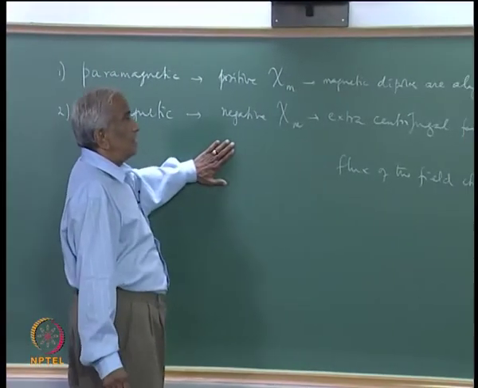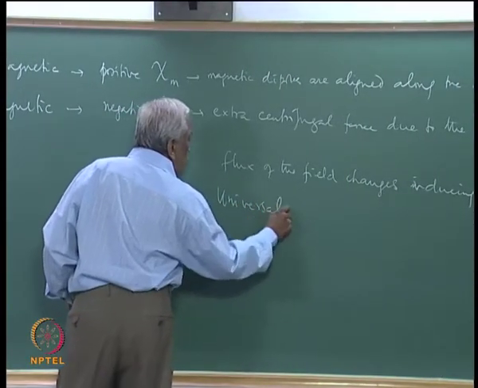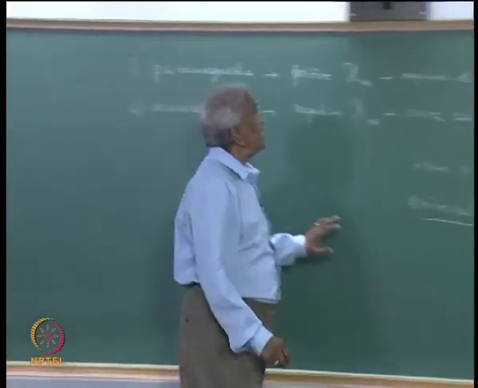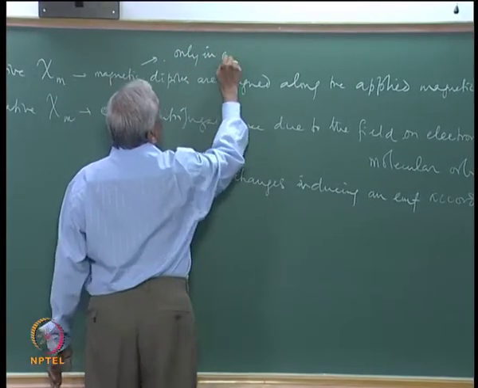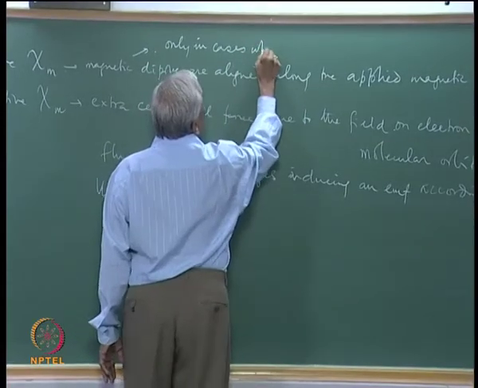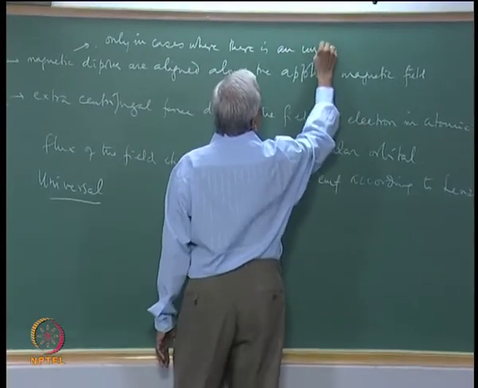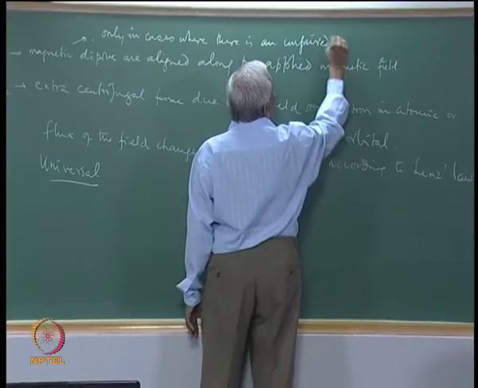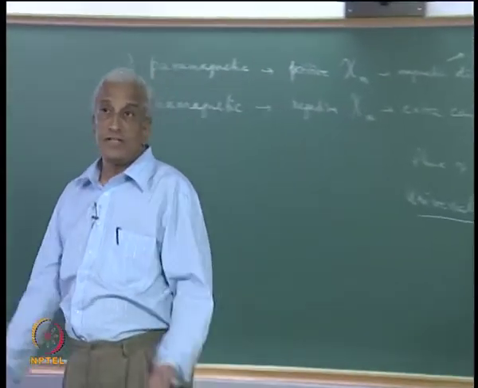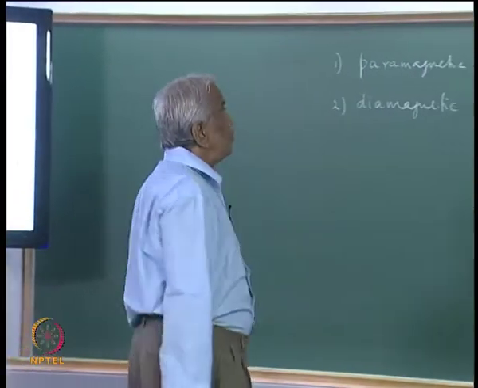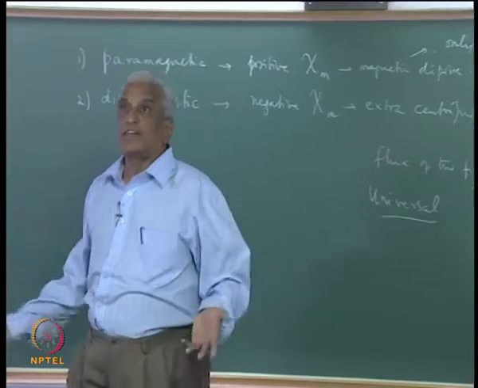This effect is universal. Diamagnetism occurs in all substances, whereas paramagnetism occurs only in cases where there is an unpaired electron giving rise to a net magnetic dipole moment, which has to orient along the field. So, this does not occur in all situations, whereas diamagnetism always occurs.